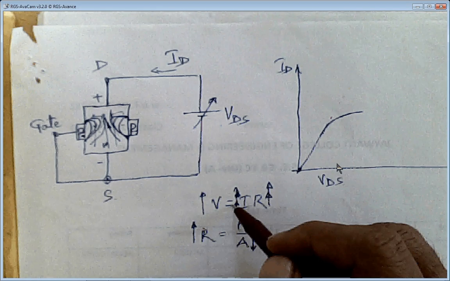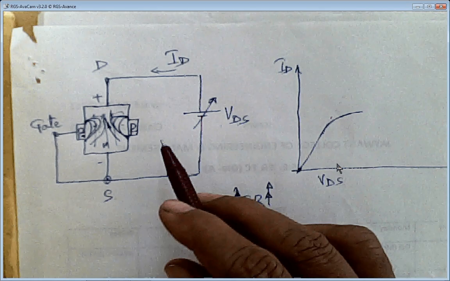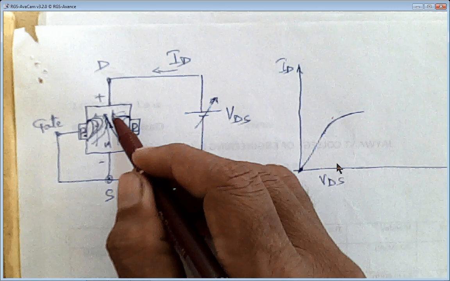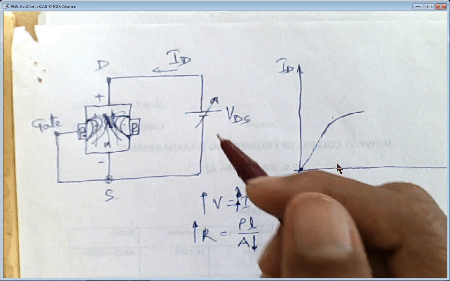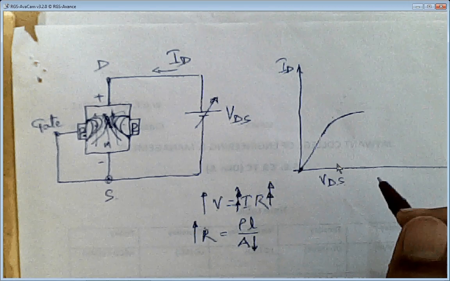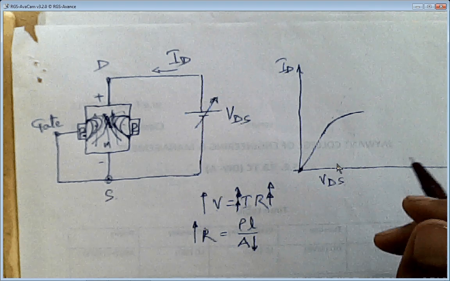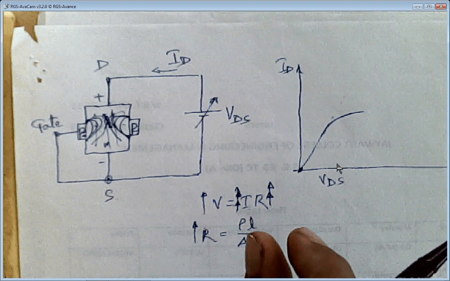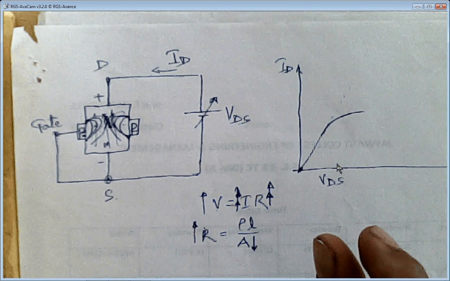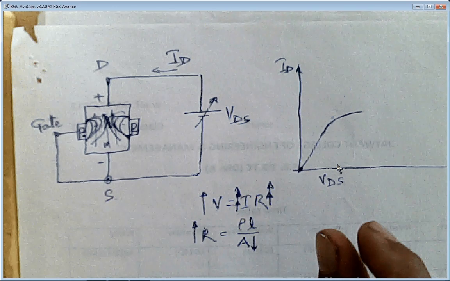So at some point, when both these depletion regions come so close together, I call it a pinch-off condition. In that pinch-off condition, it is like we are keeping the distance between two fingers as small as possible, and that is called pinch-off.